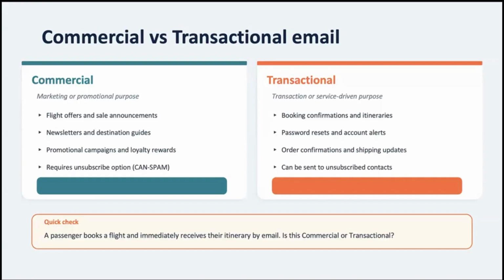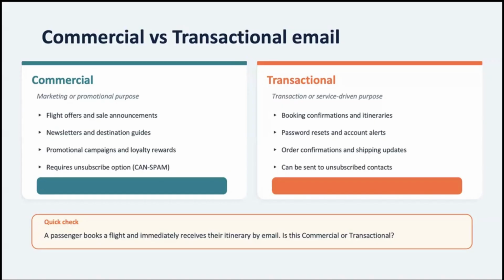Booking confirmation, password reset, account alert, shipping update, all of these are based on a transaction or some process where they need to immediately receive that confirmation. That is called transactional emails. Now, a passenger books a flight and immediately receives their itinerary. Is this commercial or transactional? Transactional, exactly. So commercial will have anything which has some promotional offers, and transactional will be based on anything that you perform, like booking, order, shipping, password reset, OTP, all of that.